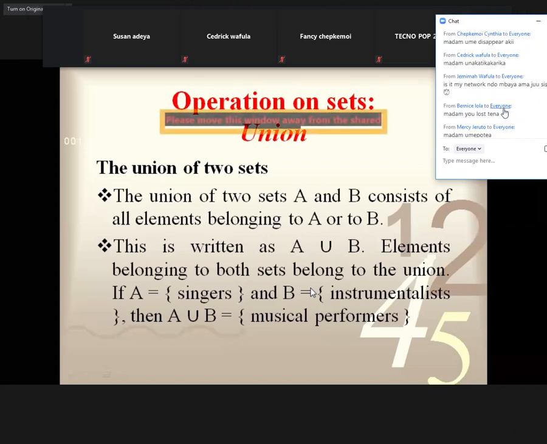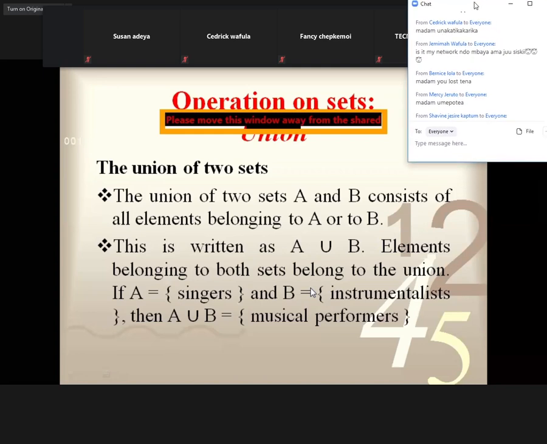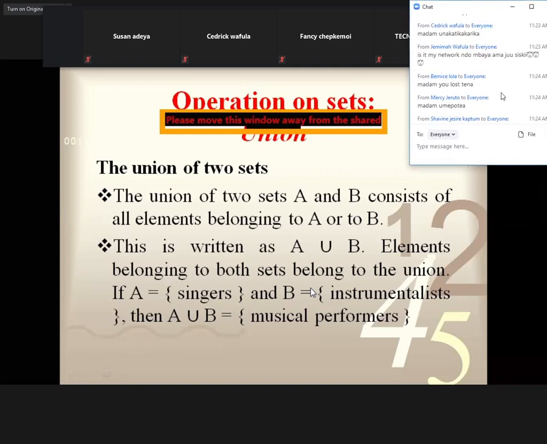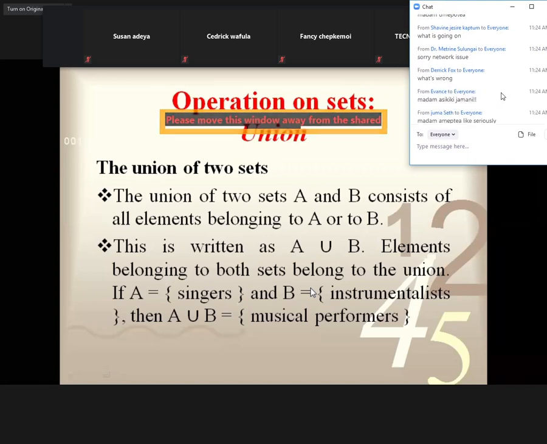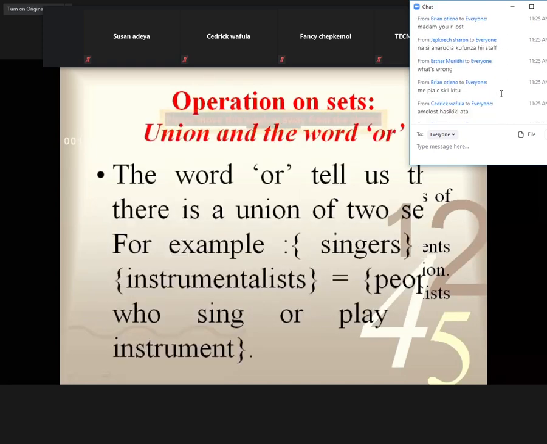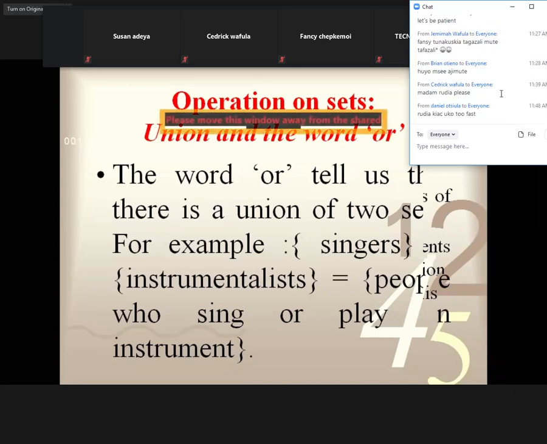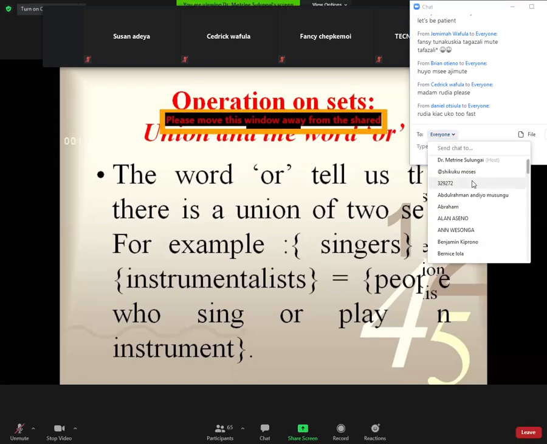Therefore, A union B will be a set of fruits. I'm actually interested in fruits, but you see, I can still go on and list them because I'm not interested in all the fruits. I'm only interested in apple, guava, banana, and orange. So instead of saying it's a set of fruits, I have to be very specific. I'm only interested in four kinds of fruits. So when we are using the union, anytime you meet the word union, it must go with the word or. Either the element belongs to set A, or the element belongs to set B, or is appearing in A and B.